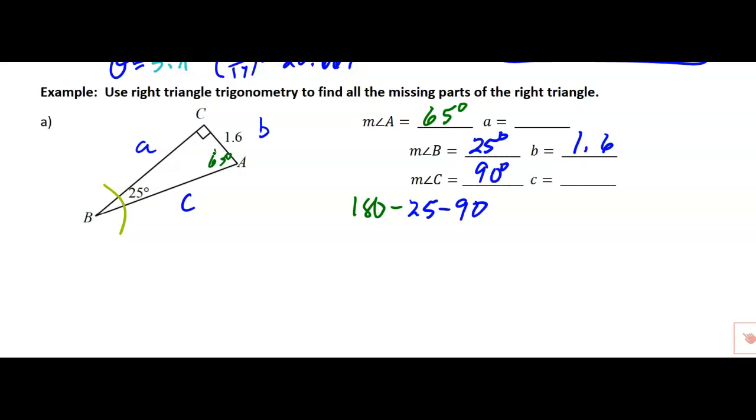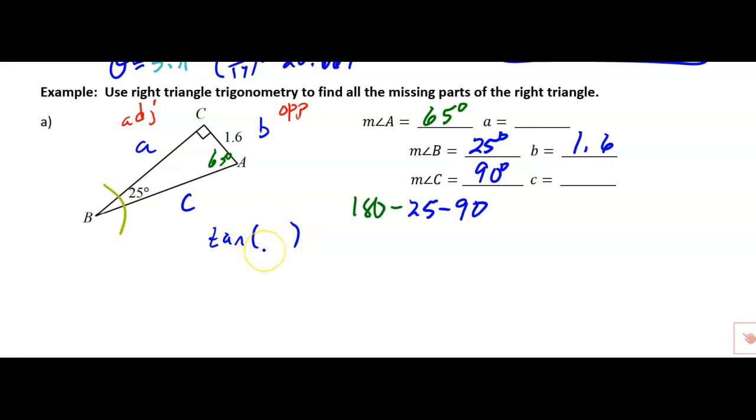Now you really have your choice. What side do you want to find first? Do you want to find side A or side C? For finding side A, I'm going to use B as my reference angle. I've already marked it. If I use A as my side, that side is my adjacent side, and the side I know is my opposite side. So those are the 2 sides that I have, the opposite to that angle and the adjacent to that angle. So I'm going to do tangent.